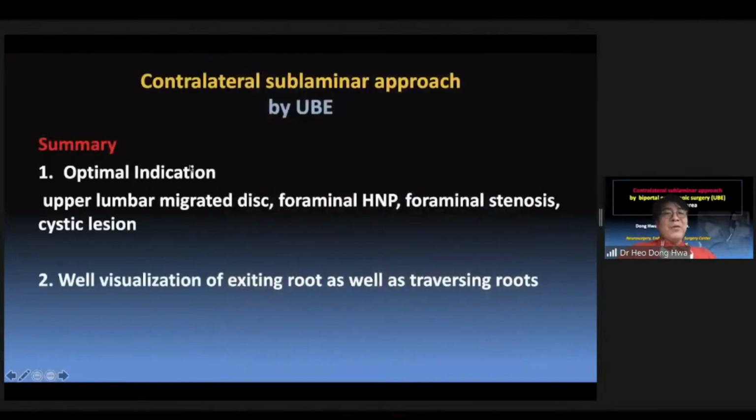So, in summary, the optimal indications of the contralateral sublaminar approach, uniportal or biportal, are upper lumbar migrated disc, foraminal disc herniations, foraminal stenosis, and cystic lesion. Combined lesions are also a very useful indication. We can get good visualization and complete decompression of the exiting root as well as the traversing root.